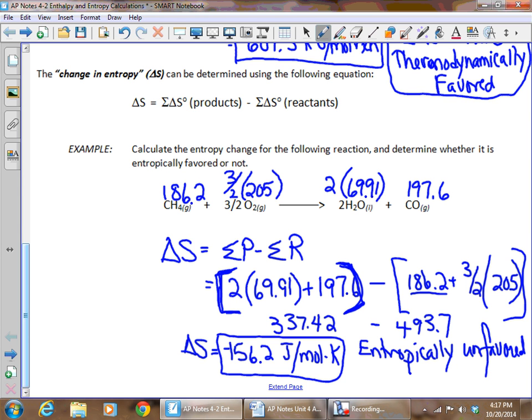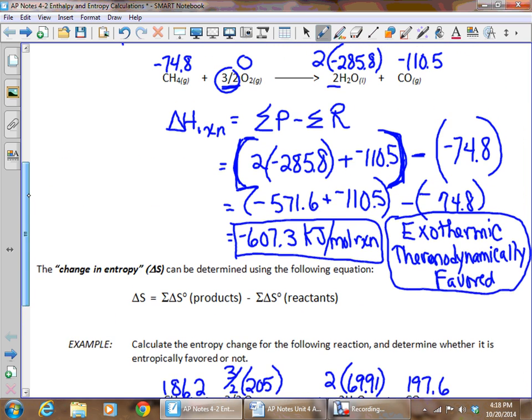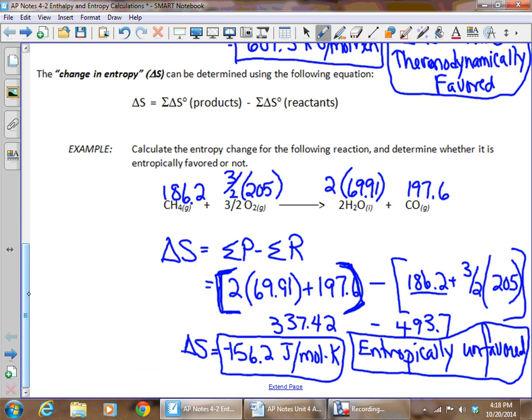We cannot say whether it is exothermic or endothermic. That makes no sense with entropy. The therm part, the exothermic and endothermic, are only for our enthalpy calculations. So this is really all we need to put when it comes to our calculation of delta S. It's entropically unfavored. So now what does that mean? Well, it means we have a reaction that is favored as far as enthalpy is concerned, we can see up here from our calculation, but unfavored as far as entropy is concerned.